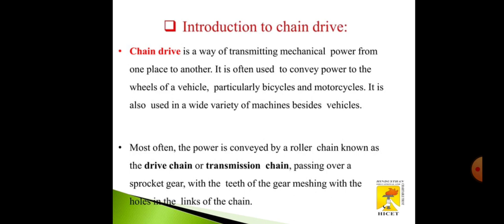Most often, the power is conveyed by a roller chain, known as the drive chain or transmission chain, passing over a sprocket gear, with the help of the gear meshing with the holes in the links of the chain.